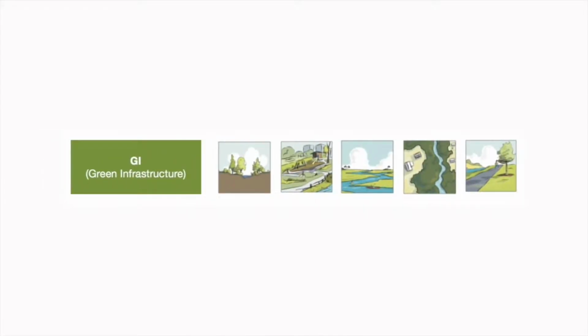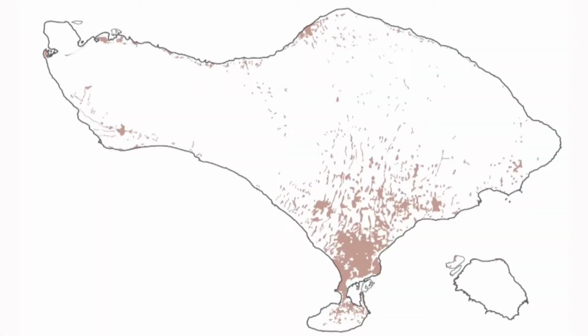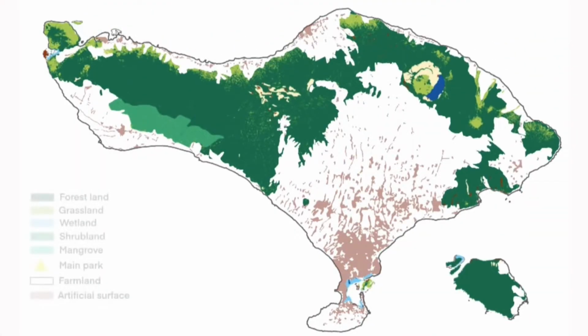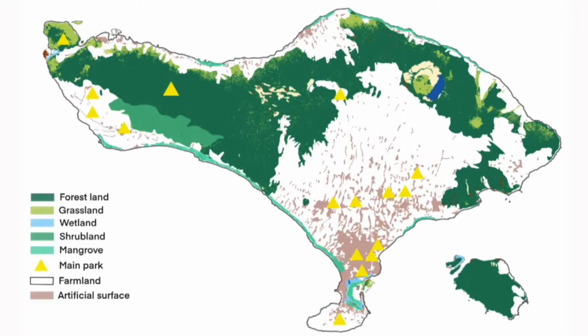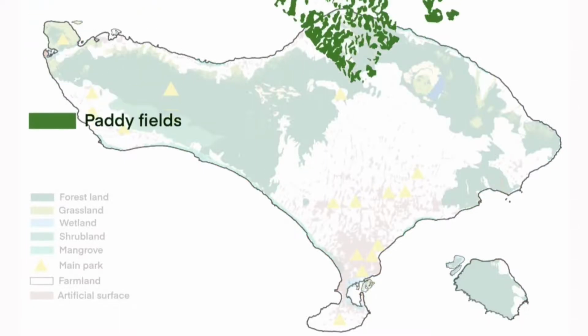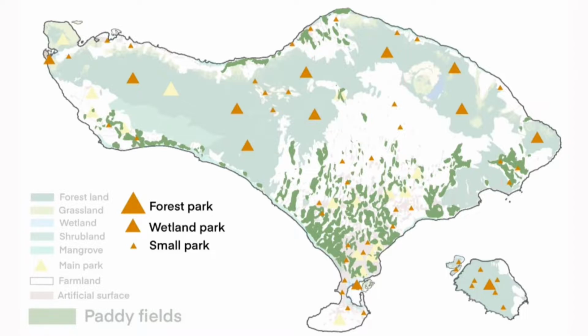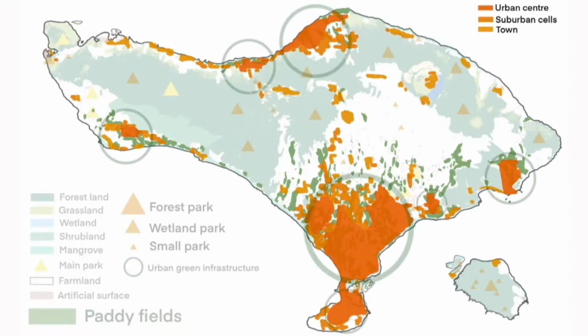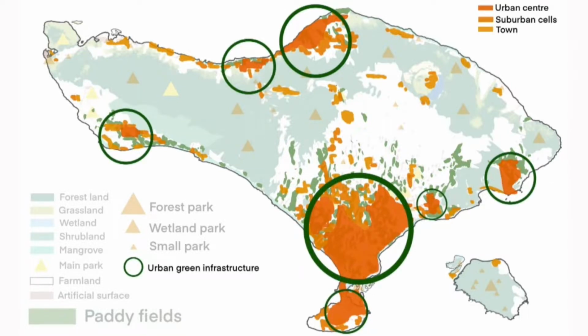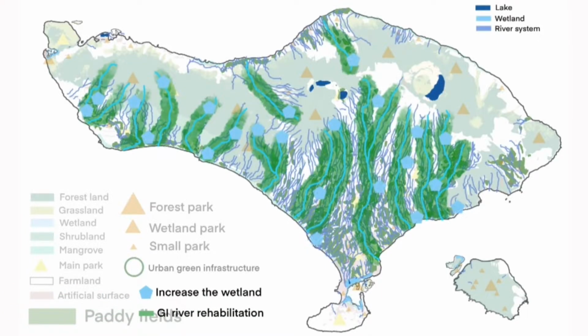Strategy 1 is GI, green infrastructure. Existing GI in Bali is forest land, grassland, wetland, shrubland, mangrove, and some parks. Some farmland can also be used as green infrastructure, like some paddy fields. Then increase and build some parks, like forest parks, wetland parks, and small parks. In urban areas, we also need to increase green infrastructure. Then, the main riparian areas will be rehabilitated with GI. At the same time, we increase many wetlands.